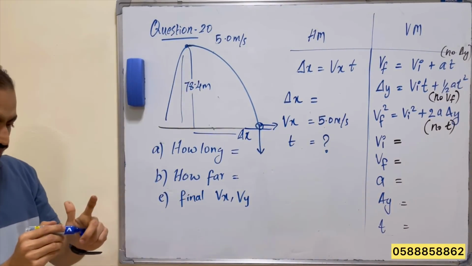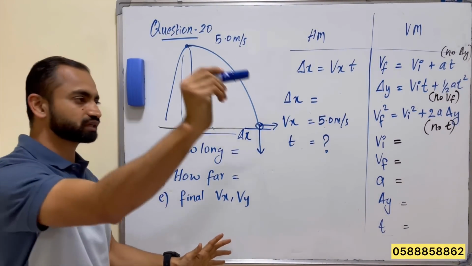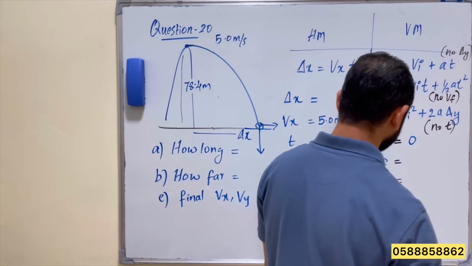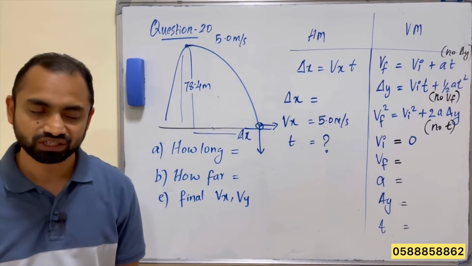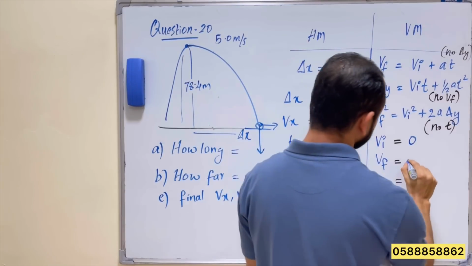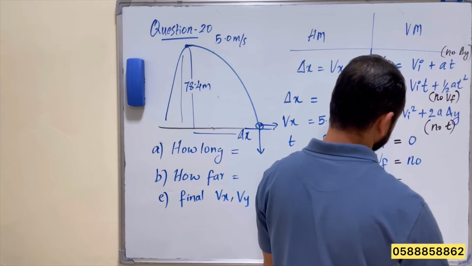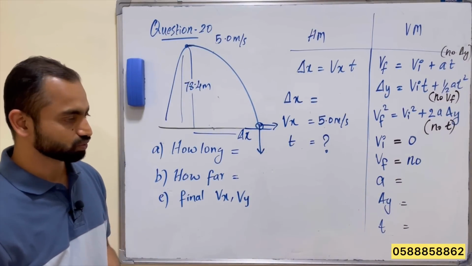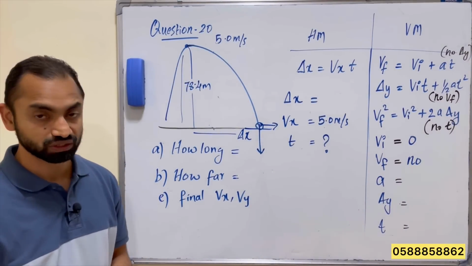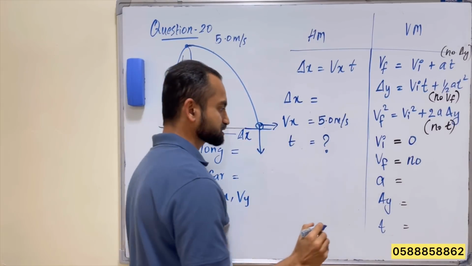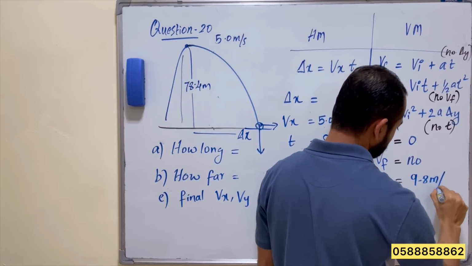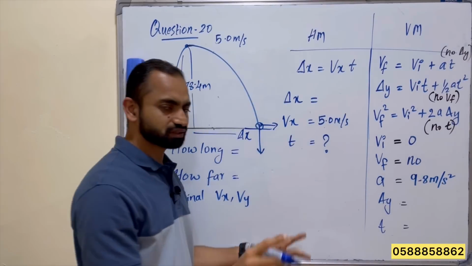So you are throwing the ball in a horizontal direction. The initial velocity along the vertical direction is 0, and the final velocity along the vertical direction we don't know. No final velocity is given in the question. What's the acceleration? Acceleration will always be 9.8 meter per second squared, in the downward direction.